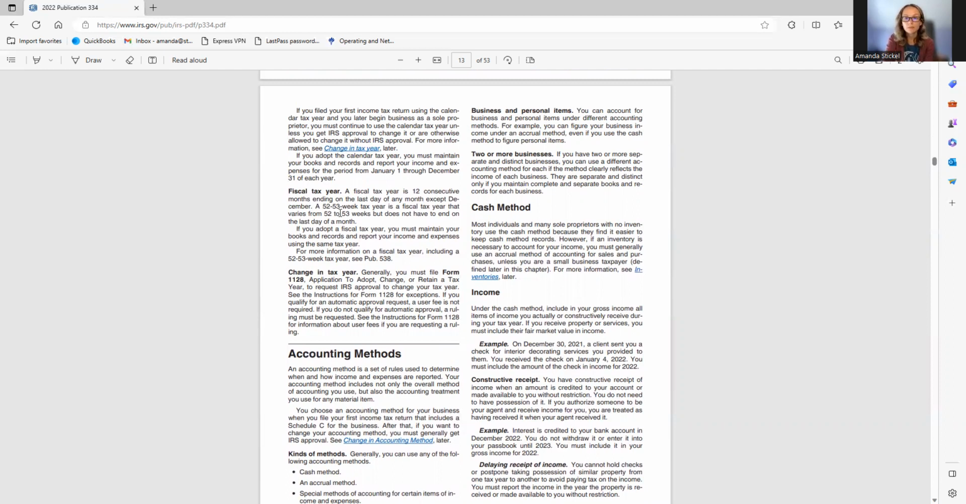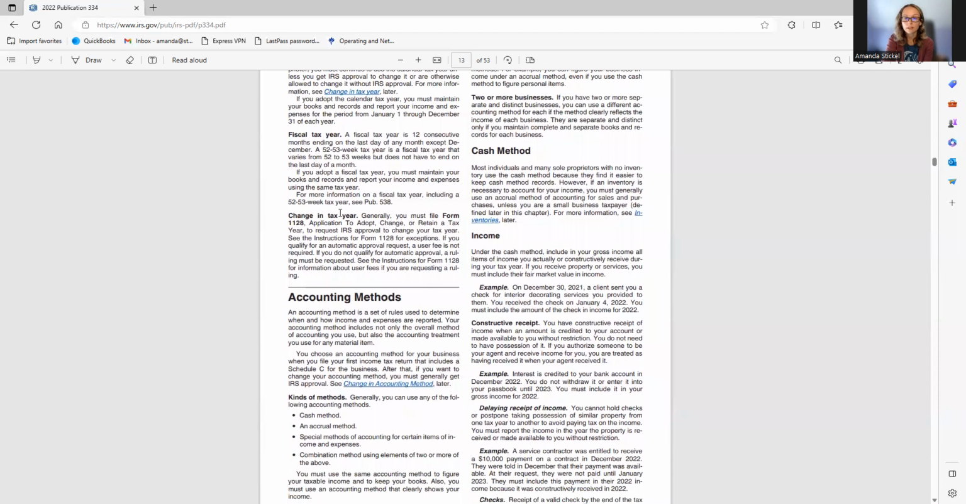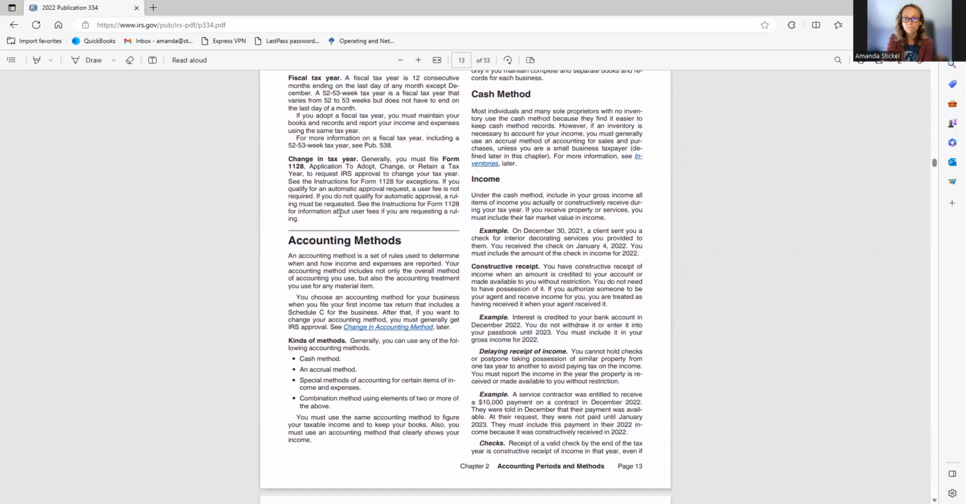Business and personal items. You can account for business and personal items under different accounting methods. For example, you can figure your business income under an accrual method, even if you use the cash method to figure personal items. Two or more businesses. If you have 2 or more separate and distinct businesses, you can use a different accounting method for each if the method clearly reflects the income of each business. They are separate and distinct only if you maintain complete and separate books and records for each business.